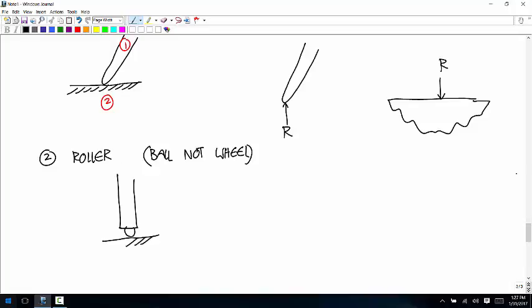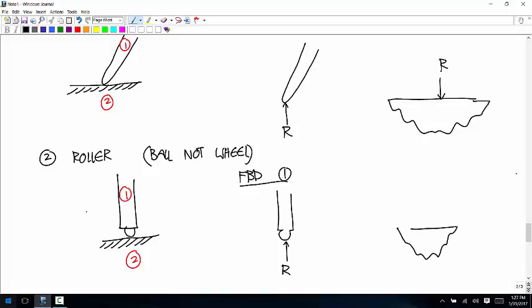So that would look like this. There's body 1, there's body 2. So a free body diagram of 1 looks like that, and of 2, it looks like that.